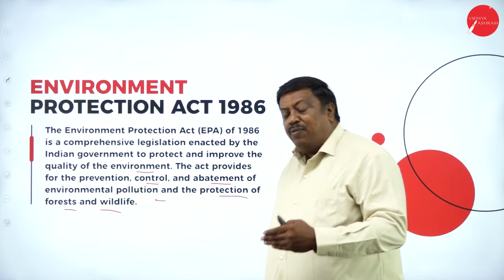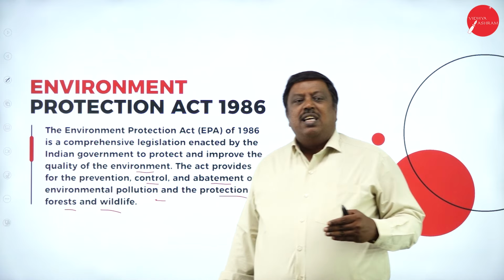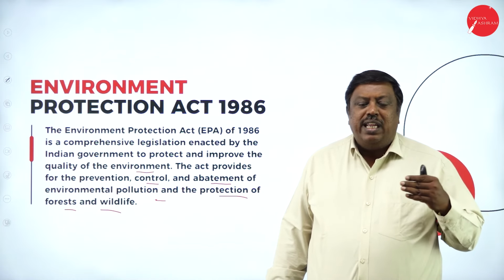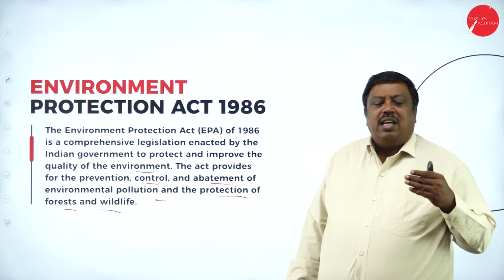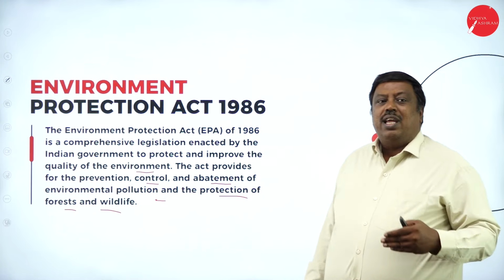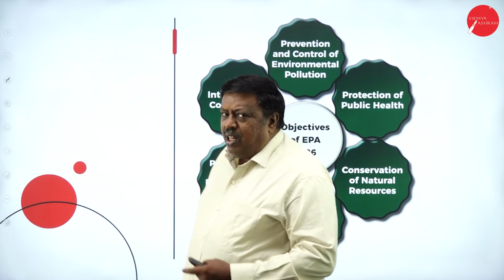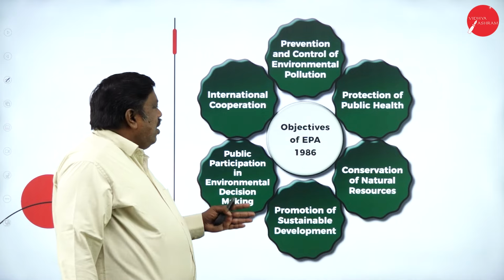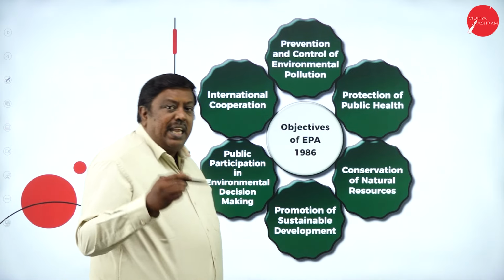If I think about my future and I am doing business and spoiling the surrounding environment, then I am totally against that. The government can take action on the business we are doing which is going to spoil the surrounding environment. So what are the main objectives? Objectives of EPA, that is Environment Protection Act 1986.